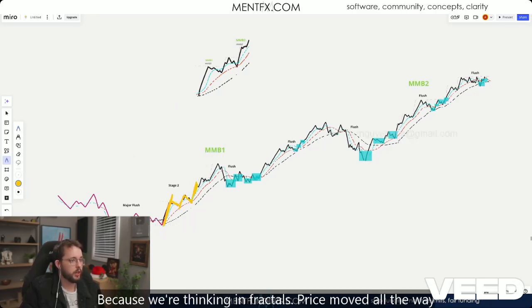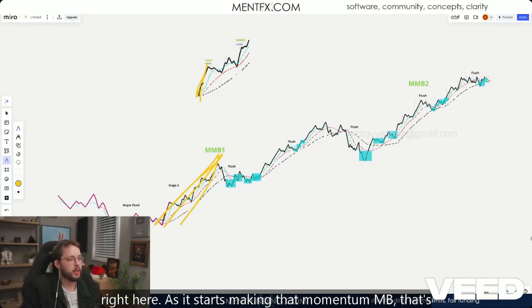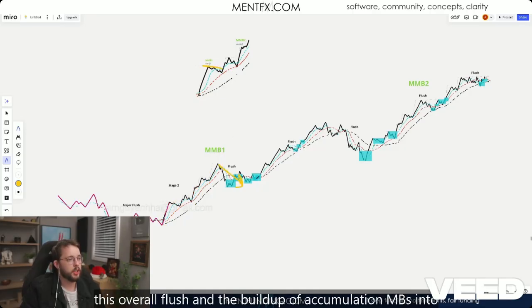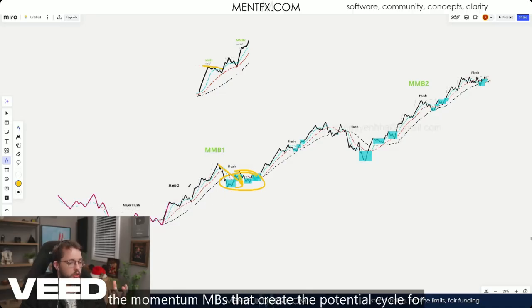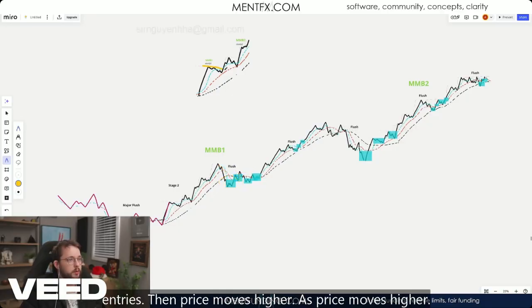Because we're thinking in fractals. Price moved all the way up here. That's this leg right here. As it starts making that momentum MB, that's this overall flush and the buildup of accumulation MBs into the momentum MBs that create the potential cycle for entries. Then price moves higher. This is where it moves to.